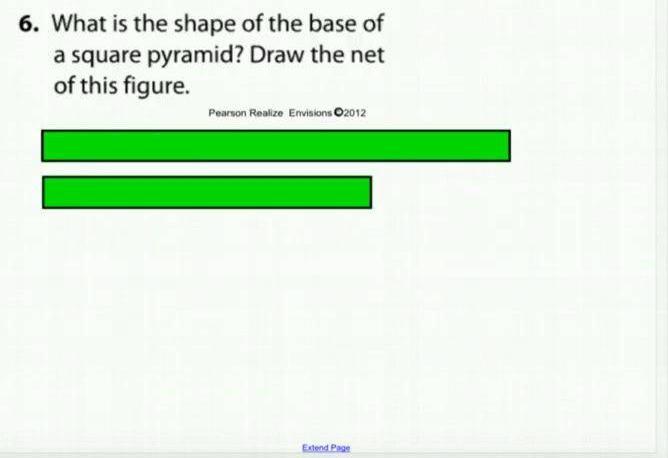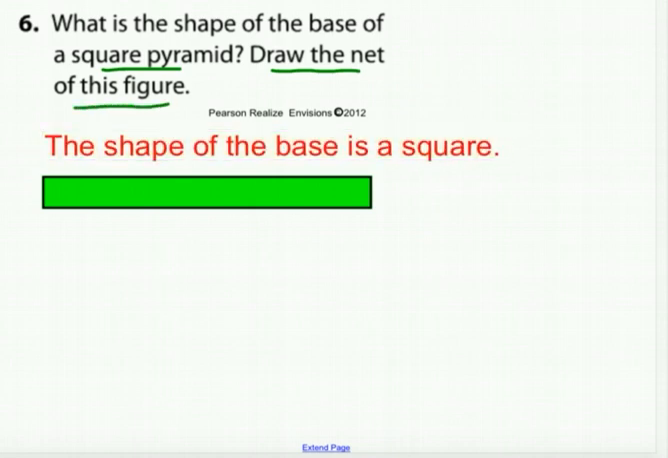Number 6. See if you can solve number 6. What is the shape of the base of a square pyramid? Draw the net of this figure. Well, the base is going to be a square. The shape of the base is a square.